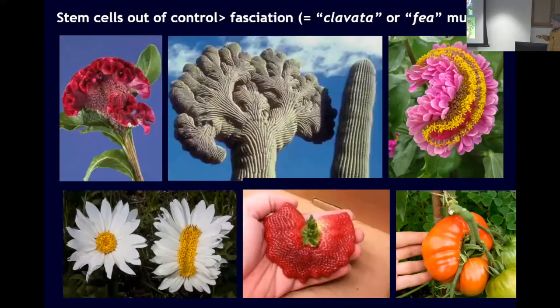And we know this is important because in nature, in the wild and in our gardens, we see plants where we've lost this negative feedback. I call this stem cells out of control. The botanical term for that is fasciation. In that case, the stem cells overproliferate, and you get these amazing convoluted shoots or inflorescences or flowers or fruits.